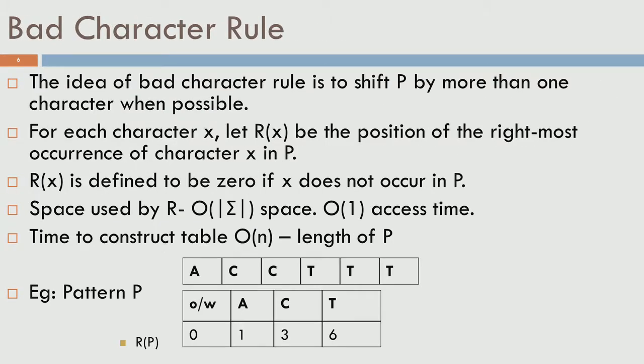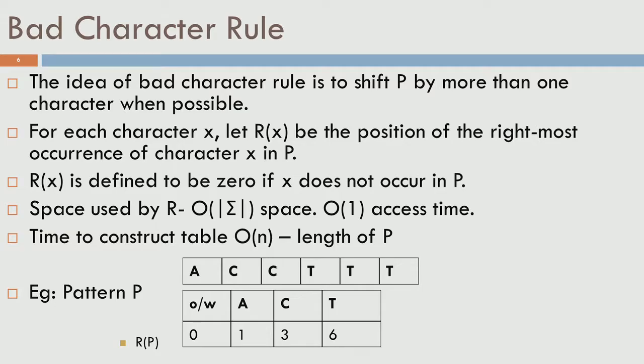So, let us just go to the bad character rule. Recall that this is the first of the two rules that we spoke about. In the bad character rule, the motivation is to come up with an approach so that the pattern P is shifted by more than one character whenever possible. To achieve this, an array R is maintained, and the number of locations in this array is the size of the alphabet sigma.